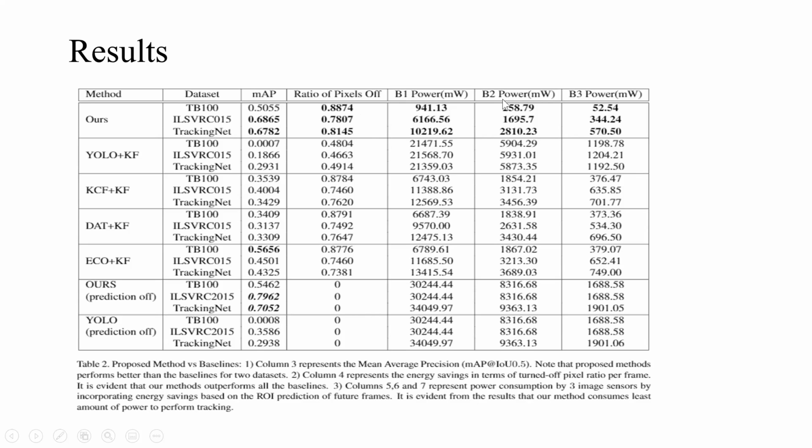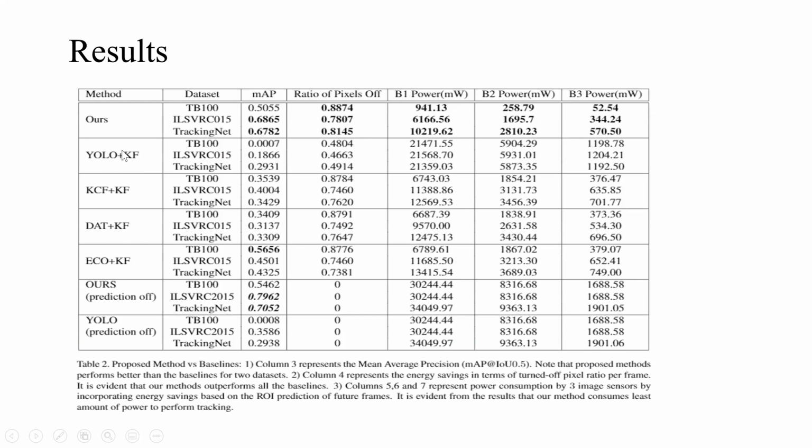And these three columns basically indicate the power consumption by modeling a realistic power consumption framework for a typical mobile system design. And as you can see, it has three different sensors, and for all three sensors, we get the highest energy savings. And these baselines we implement.